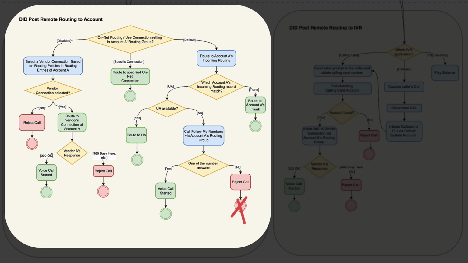If the on-net use connection is set to disabled, account A instead uses the routing entries in its routing group, and the call is sent out to the vendor following the routing rules until it reaches its final destination. And that's how calls are routed immediately after a remote DID authentication.